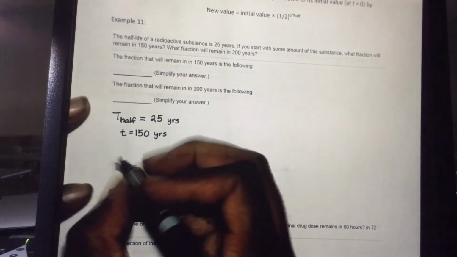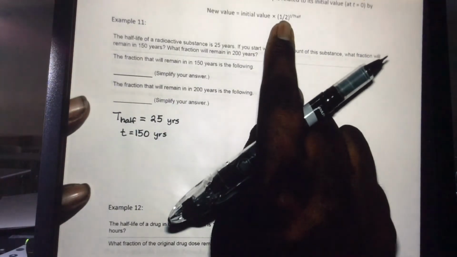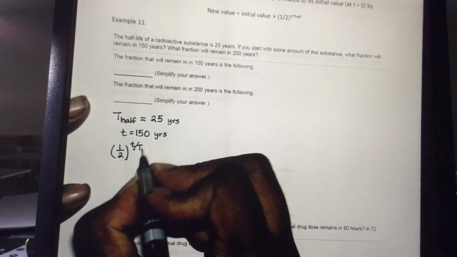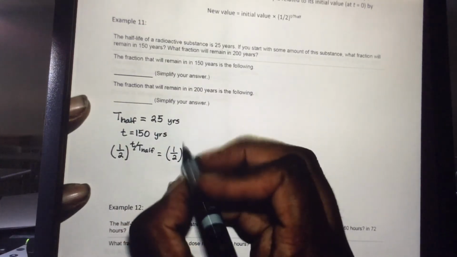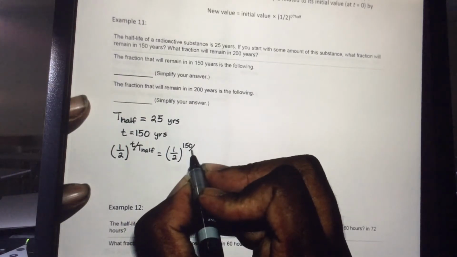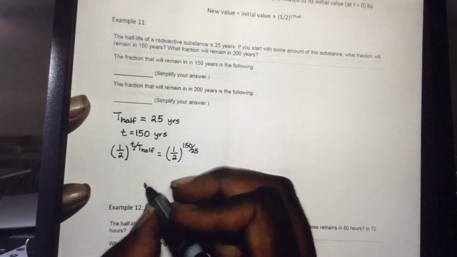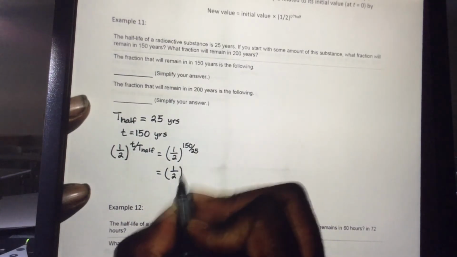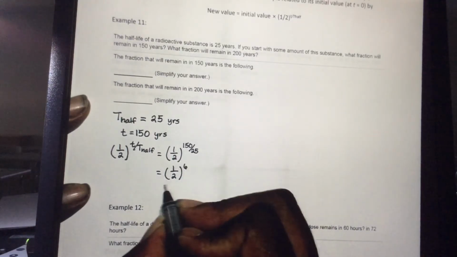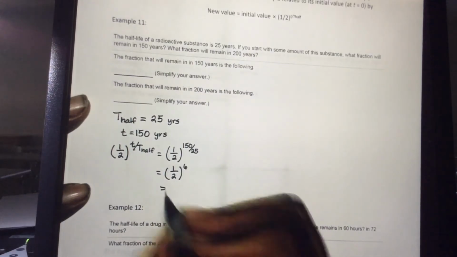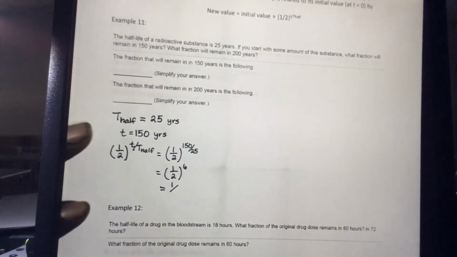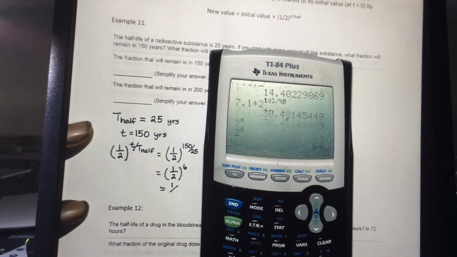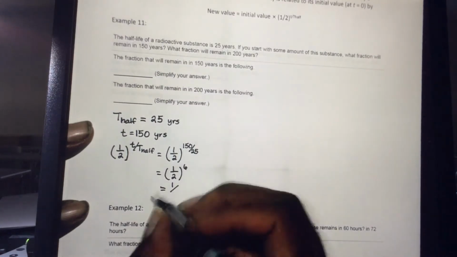They're consistent. So now we're going to use just this factor right here, 1/2 raised to the t divided by t sub half. So this will be 1/2 raised to the t, which is 150, divided by t sub half, which is 25. And if I do 150 divided by 25, that's going to be 6. And I can raise the numerator and the denominator to the 6th power. So 1 to the 6th power over 2 to the 6 will be 64. Now here they want that as a fraction.